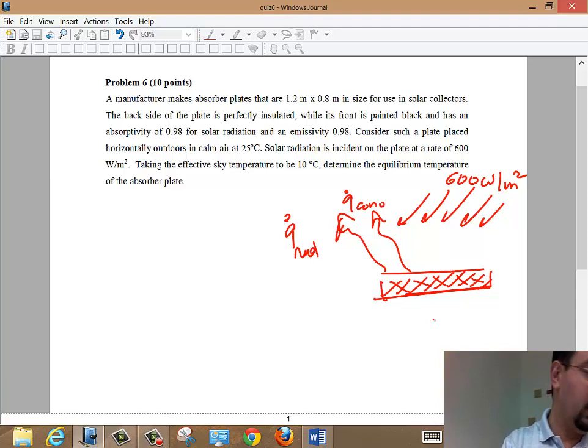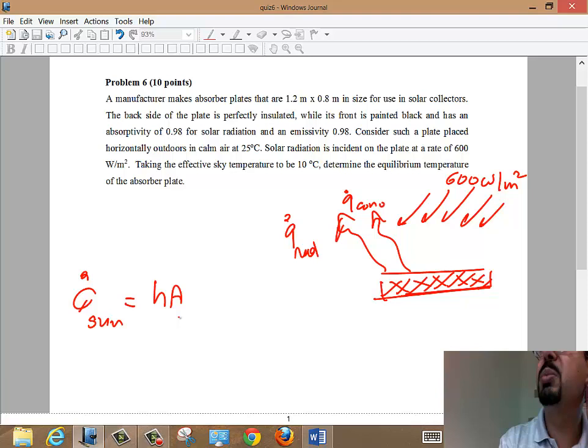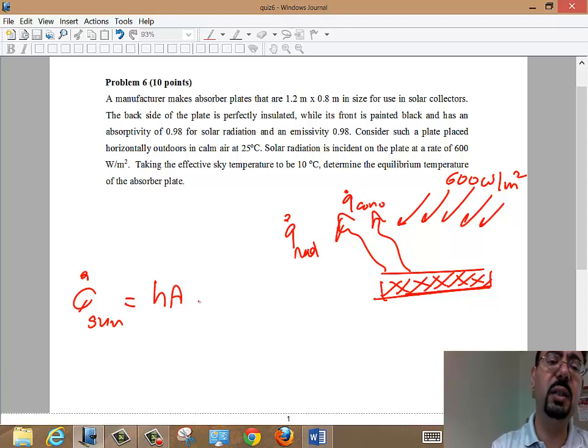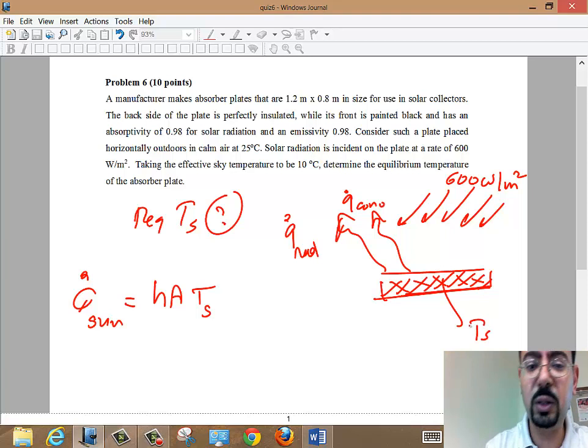At steady state, Q sun would be equal to Q by radiation plus Q convection. For Q radiation, we'll have to open those tables and figure out what is the best relation that will calculate the radiation between that plate and the sky. And for Q convection, how do you calculate Q convection? Anyone? hA delta T, and that delta T would have the T surface that I'm looking for. So really what's required is TS. Right? So that's the TS we are trying to find out. So hA times TS minus T air.